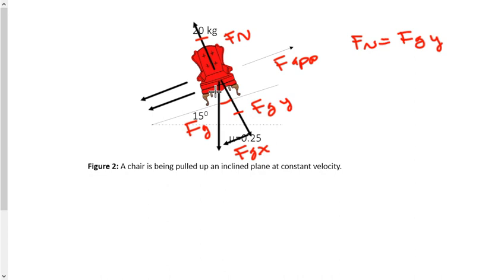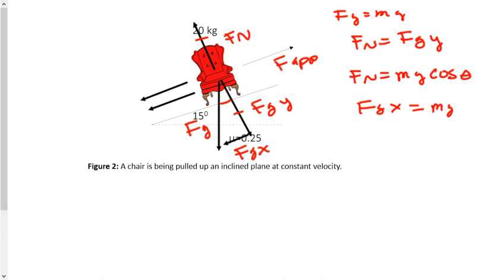Okay, but let's remember that this side of the triangle is our hypotenuse. This side is touching the angle, therefore that's the adjacent side. So force normal is going to equal mg cosine theta, because remember, force gravity is mg. Force gravity x is then going to equal mg sine of theta. It's the opposite side of the triangle there. So let's put force gravity x here.